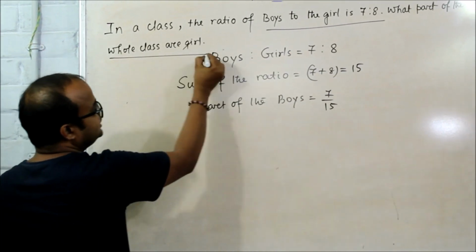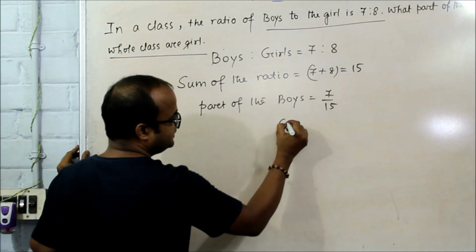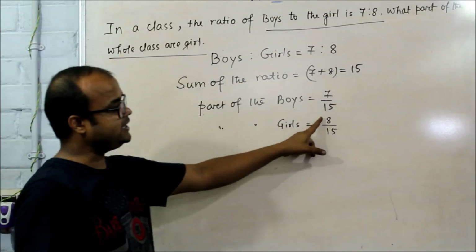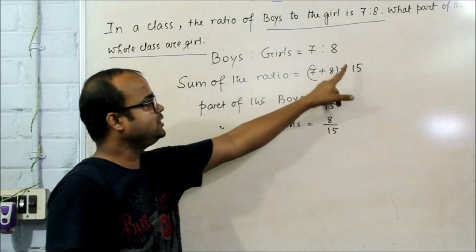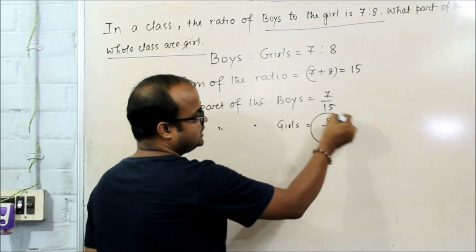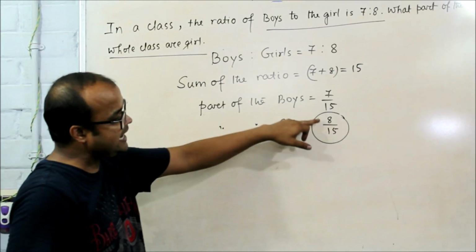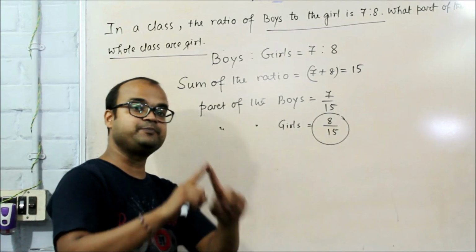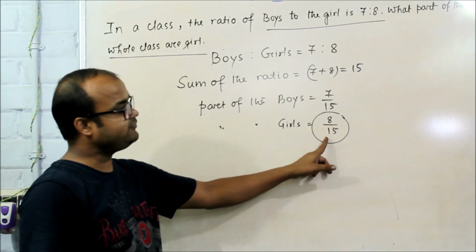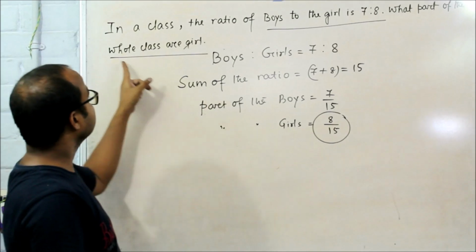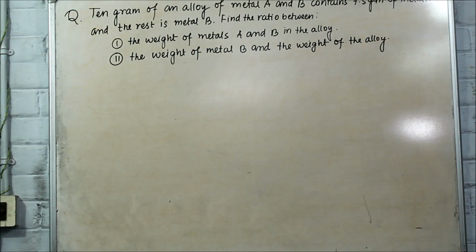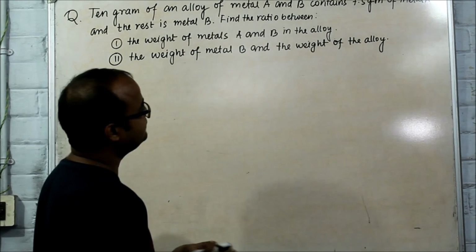Here in the question only the part of the girls is given, but for your explanation to understand this, 8 by 15. So part of the girls to the whole school is 8 by 15. 8 is for girls, 15 is the entire part. Once you add the sum of the ratio, your answer is 8 by 15. Now see, once you add these two, you will get the sum as 1, which represents the entire class. In a fraction, 1 represents the entire thing. So 8 by 15 is the part of the whole class that are girls. Clear? Now let us discuss the next problem.